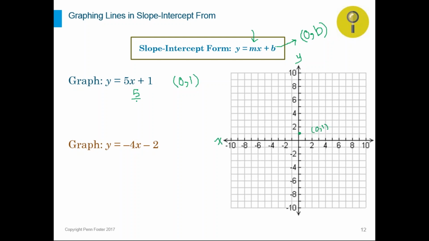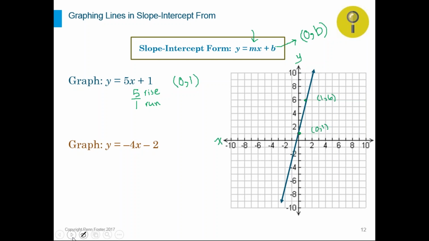So 5 is actually 5/1. 5 is the rise, and the 1 is the run. I'm going to start from my point here, go up 5: 1, 2, 3, 4, 5, and then go to the right once. And that would be my second point that I'm sure is on the line y equals 5x plus 1. And that's it. So the second point is (1, 6) using the slope. And I'm just going to connect the points. And here you go. This is the first line.